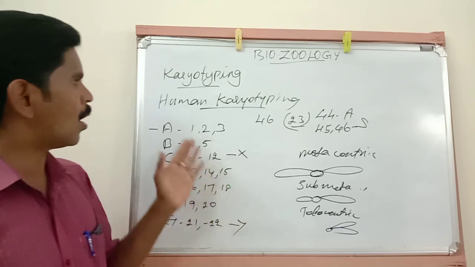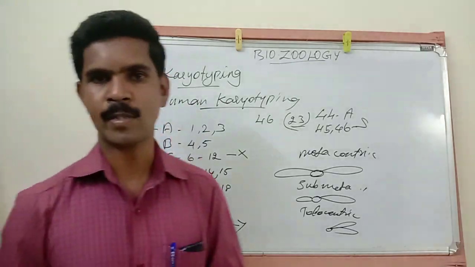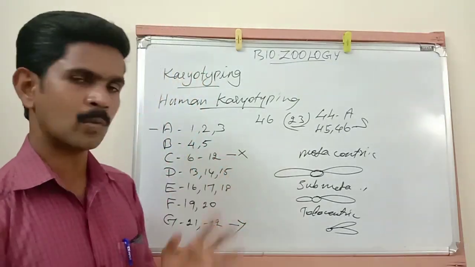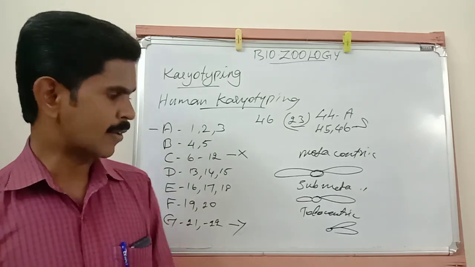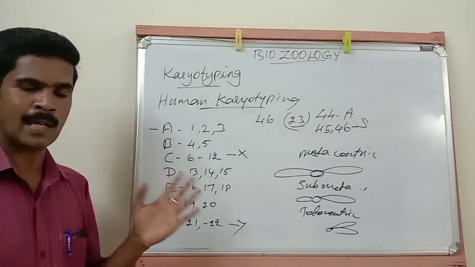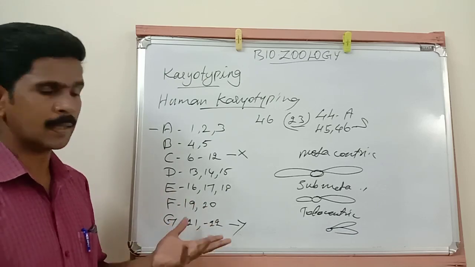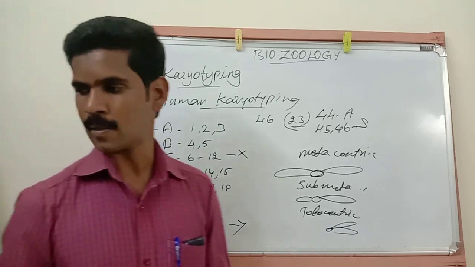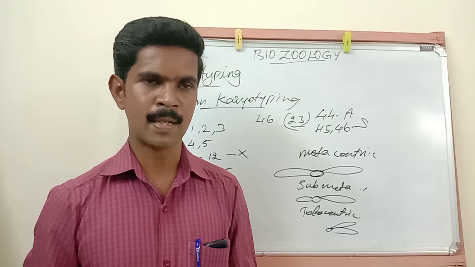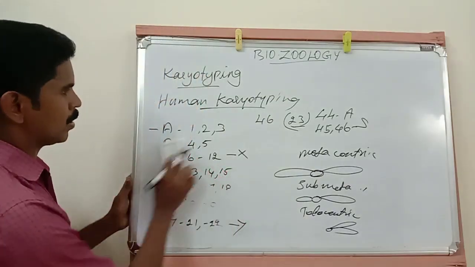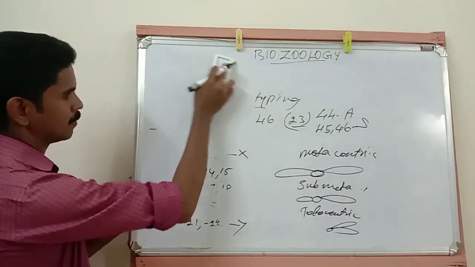So I hope you understood this human karyotyping. One more question may also be asked, for example, in which group the X chromosome is located, or in which group the Y chromosome is located. Do you understand? Then the last topic, with one important question, two more questions.